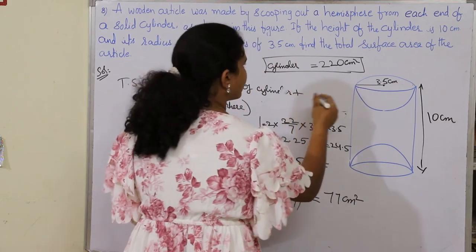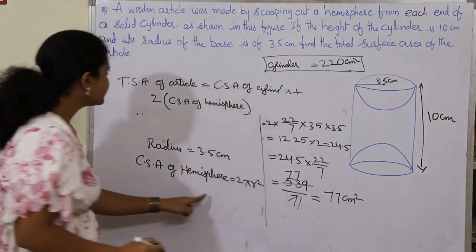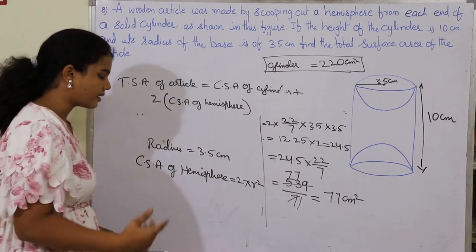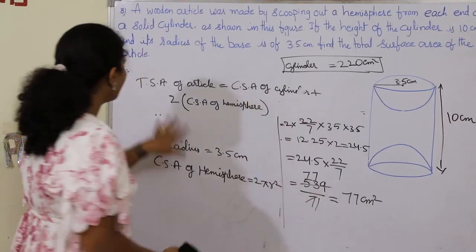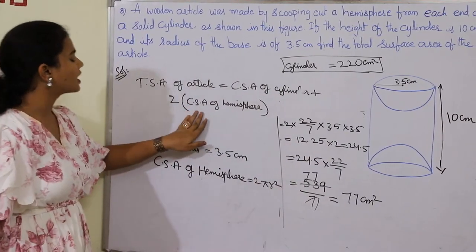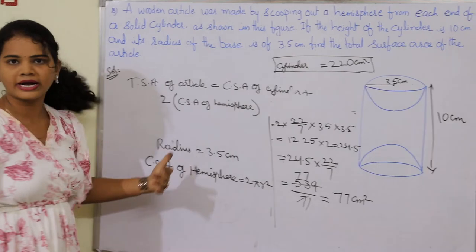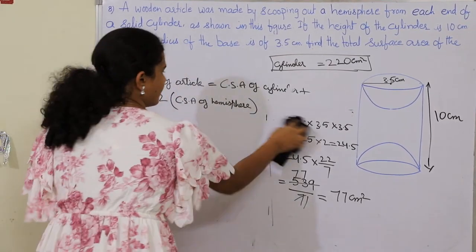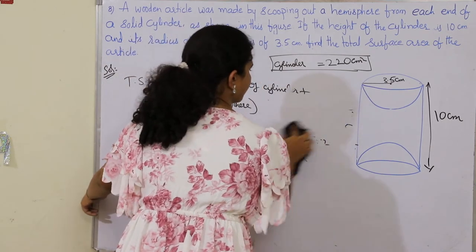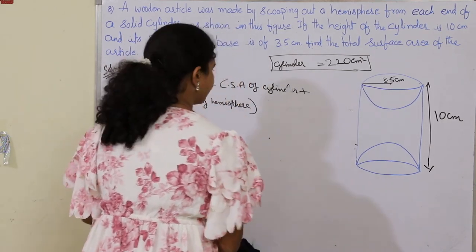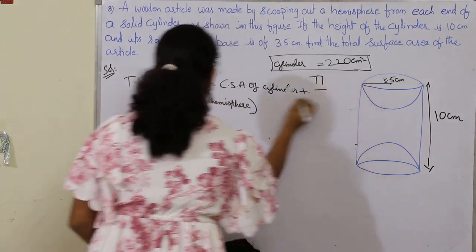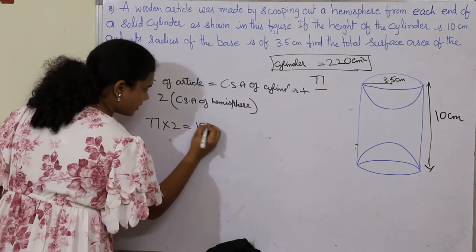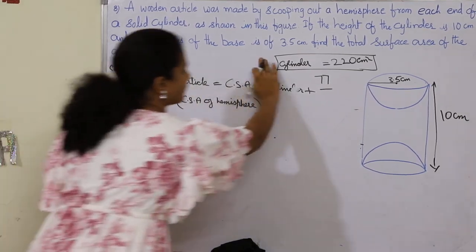Now here I got what? The curved surface area of hemisphere is 77 centimeters square. Now what to do? Here we must multiply the curved surface area of hemisphere into 2, right? So now 77 into 2. Just multiply over here, where the curved surface area of hemisphere is 77, right? So 154, right?